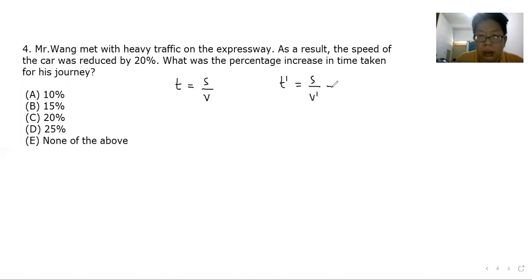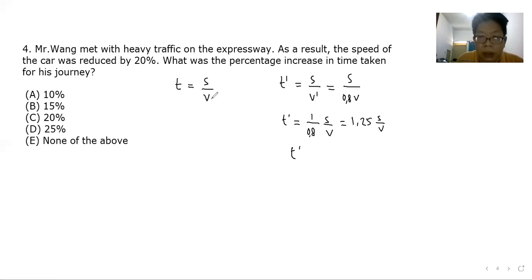The distance traveled is the same, but the velocity is now reduced by 20%. So it's now just 80% or 0.8 of the original velocity. We can simplify this term even further. 1 over 0.8 is 1.25, so we have 1.25 s over v.